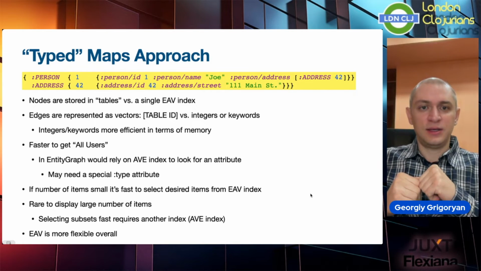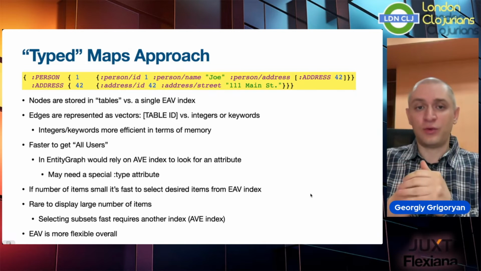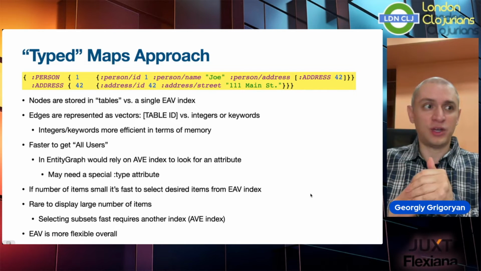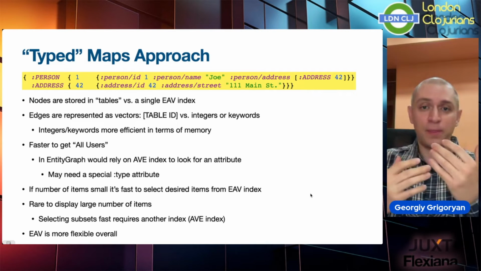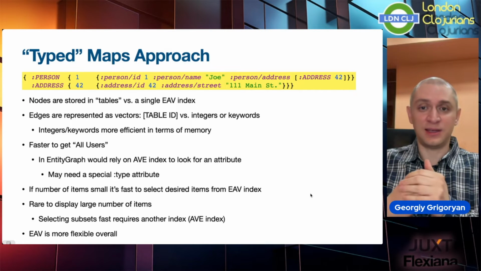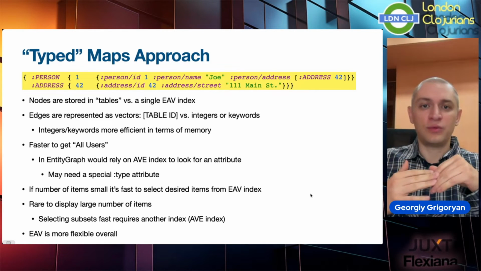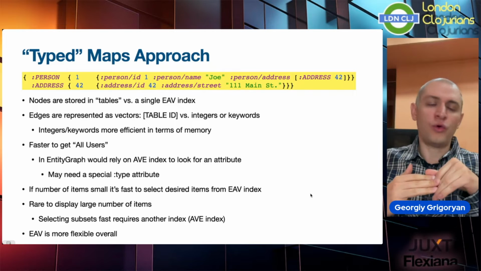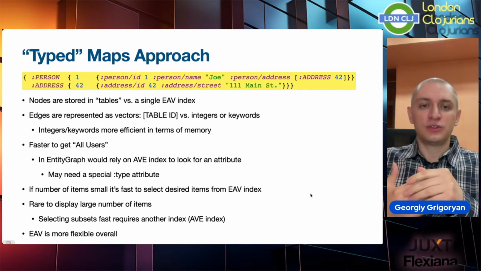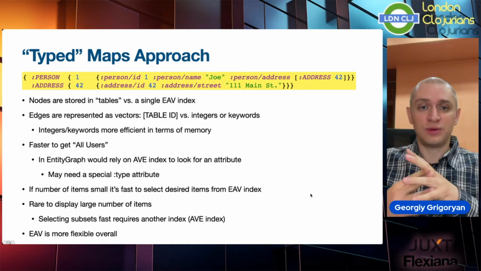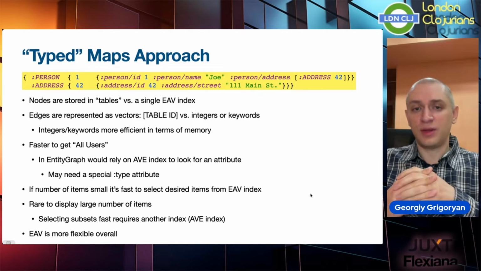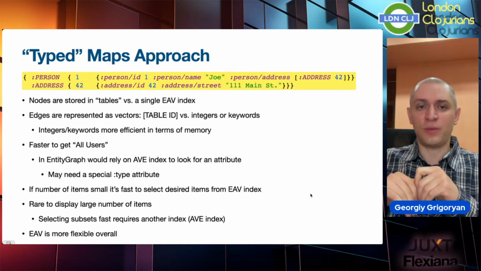But how would we do it in EntityGraph? We would have to rely on the AV index, and check for the presence of some attribute that defines that entity type. For example, let's say we want all the users, and all users have a user ID. So we'd index that attribute. Maybe it'll be a DB unique identity, so it'll be indexed automatically.